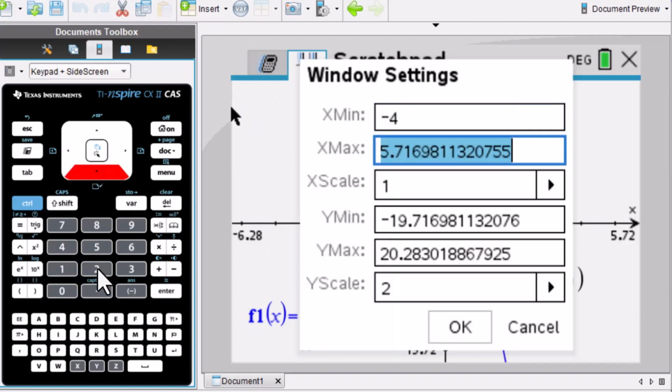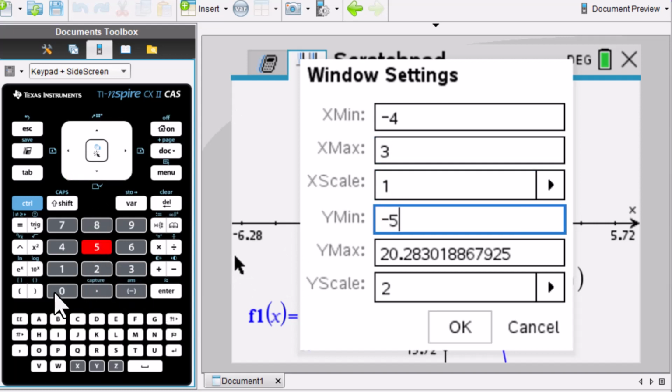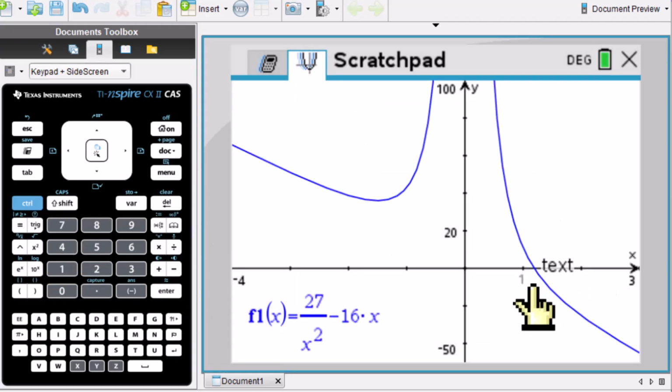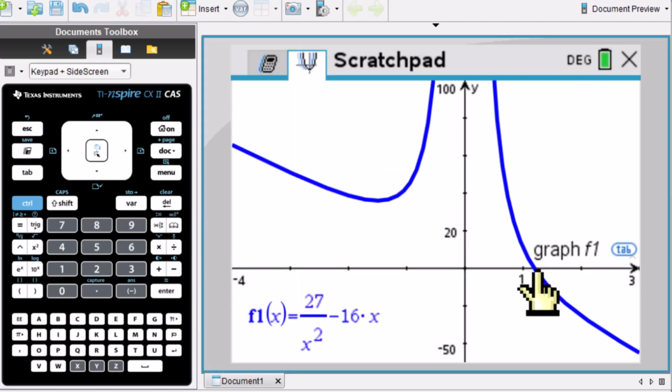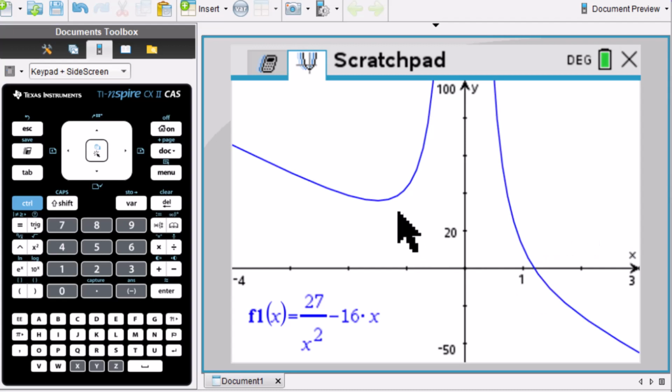-4, 3. Scale is 1. Y minimum -50, maximum 100. Scale 20. Enter. We need to figure out this x-intercept and minimum value for this part of the graph.